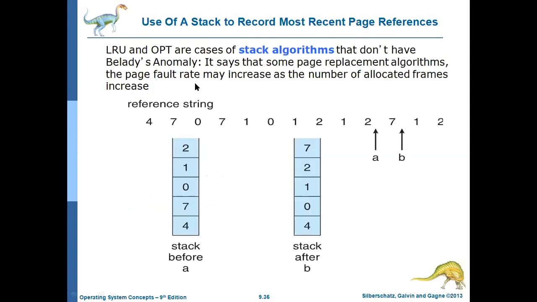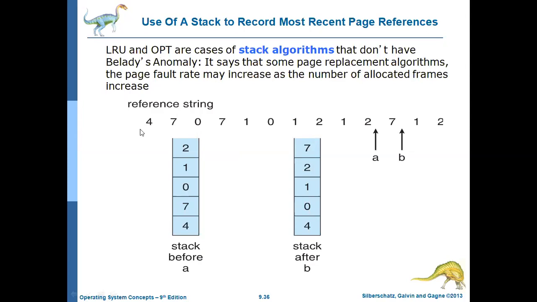Then here you come across a terminology called Belady's anomaly. Whether it is LRU or OPT, these are stack algorithms that don't have this anomaly. So what is this anomaly? It says that in some page replacement algorithms, the page fault rate may increase as the number of allocated frames increases. As the number of allocated frames increases, the page faults also increase. This is called Belady's anomaly, whereas LRU and OPT do not have this anomaly.